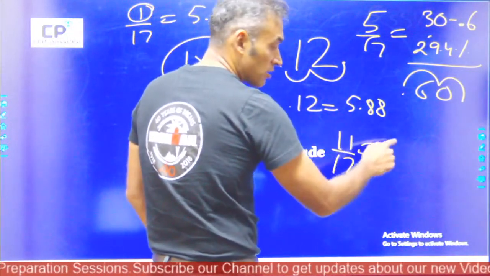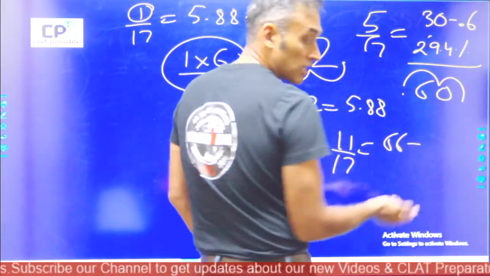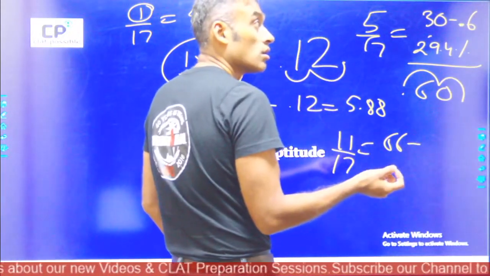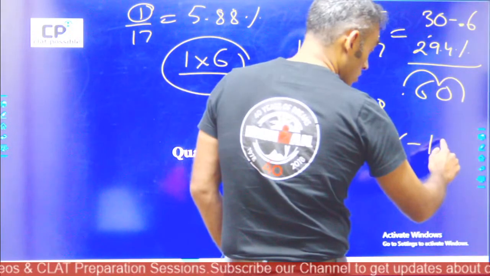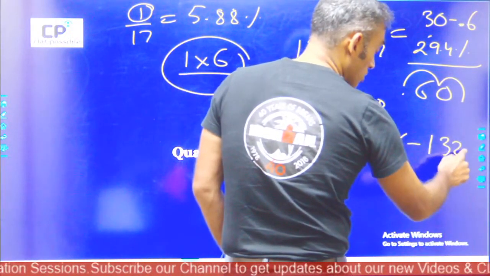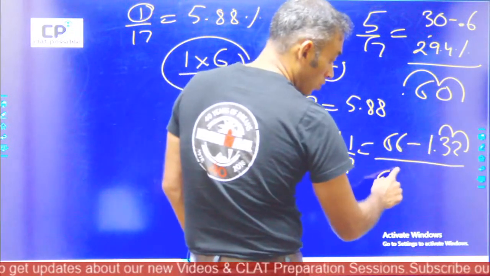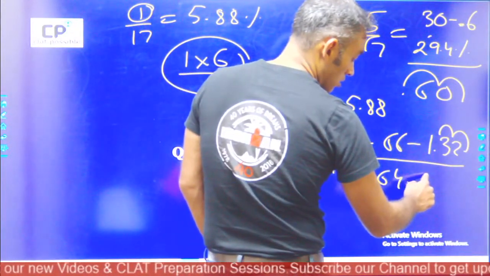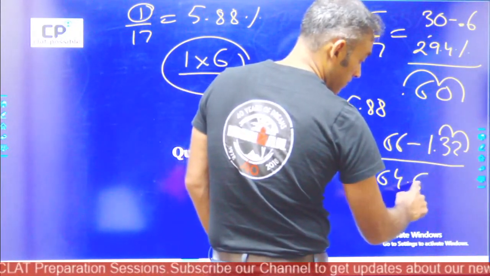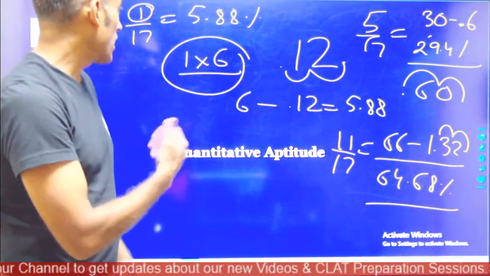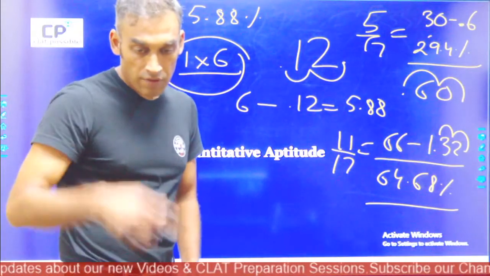Okay, I have a number like 11 by 17. I'll do 11 into 6, 66. Double of 66 is 132. So 132. Two decimal shifts, 1, 2. So my number will become 64.68. Like that. So this is how I calculate the values.